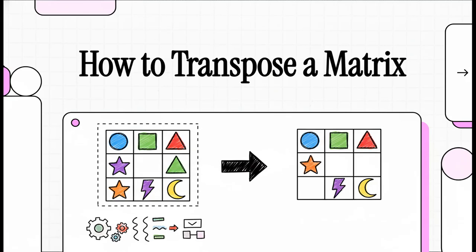You know that feeling when you're looking at a big grid of data, maybe a spreadsheet, and you just think, I wish I could just flip this whole thing on its side? Turn all the rows into columns and all the columns into rows? Well, that simple flip is a really fundamental move in programming and data science, and today we are going to crack the code on exactly how to do it.